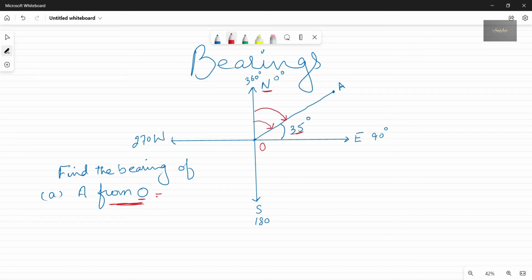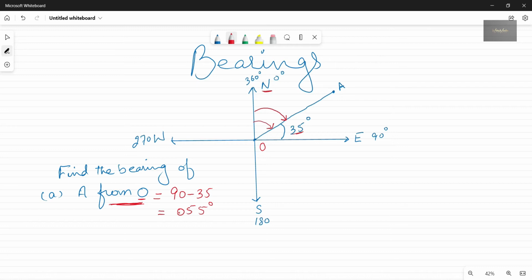And how do we calculate it? It's very simple. If we make a turn of 90 degree, we'll go east, but we are taking a turn 35 degree before 90 degree, right? So it will be 90 minus 35, so your answer is 55. Now here is an important thing. If your answer is in 2 digits, you will make it 3 digits by putting a 0 on the left side, so it is 055 degree.